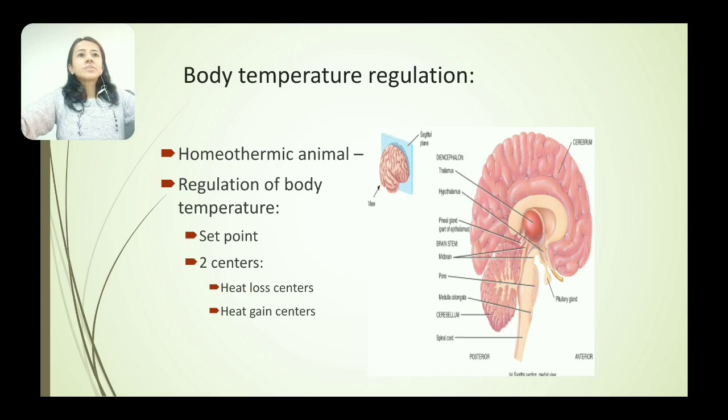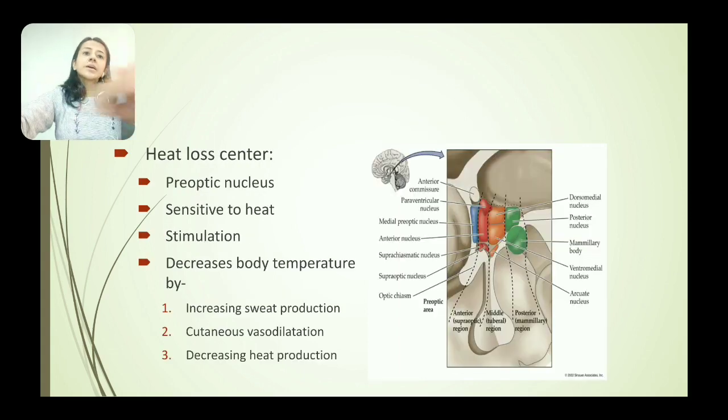For body temperature regulation, we have regulating centers in the hypothalamus. As we know, human being is a homeothermic animal and the body temperature is regulated in a normal range, and that is the set point. In our hypothalamus, we have two sets of centers, one that is heat loss center and second that is heat gain center. Heat loss centers are present in the preoptic nucleus.